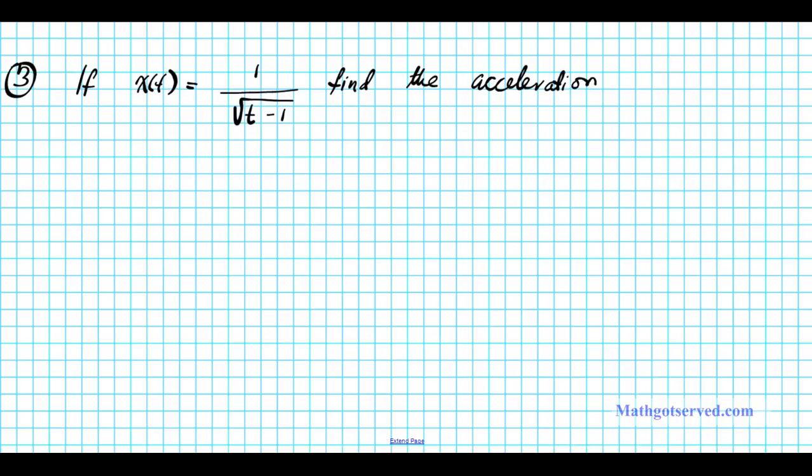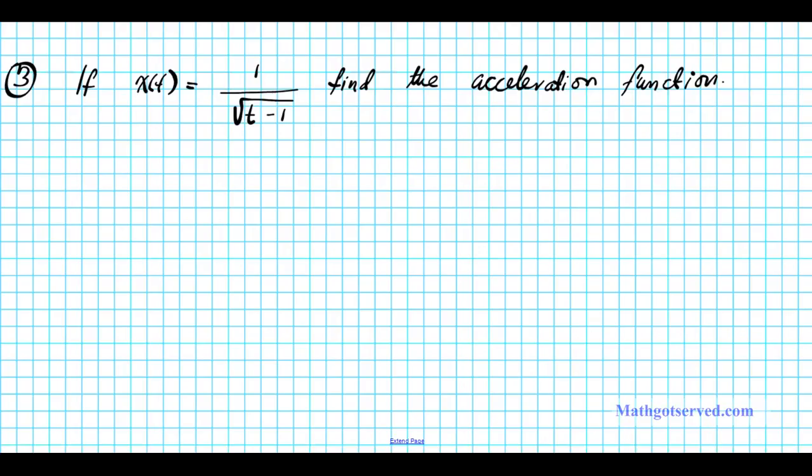So for problem 3, instructions are as follows. If x of t, the position function, is given by 1 over the square root of t minus 1, you have to find the acceleration function. Okay, the acceleration function. Okay, so given the position function, how do we find the acceleration function? That's the question.